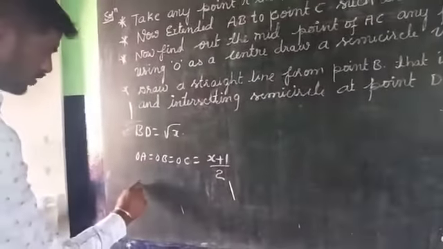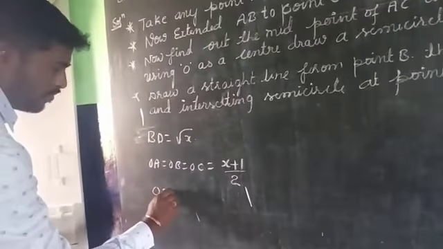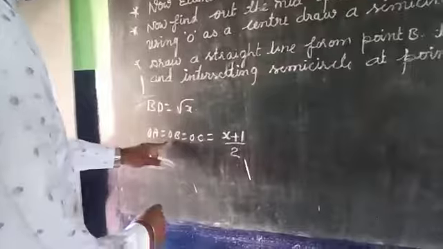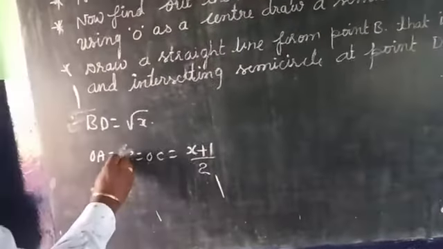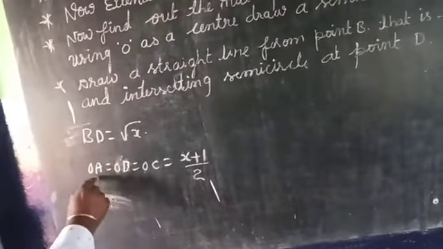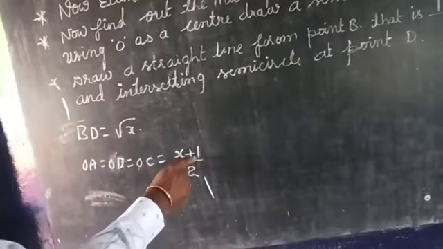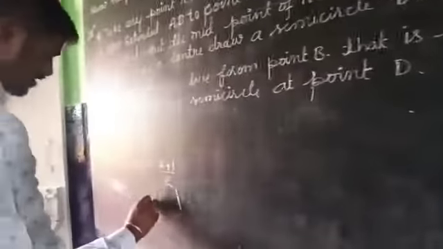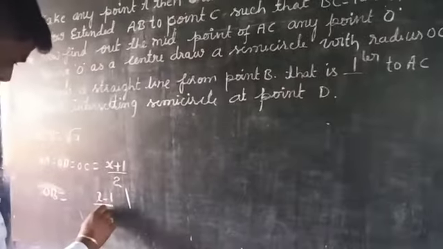Next is OB. Sorry, not OB, OC and OD. OA and OD and OC are equal to (x+1)/2. Here OB is equal to, already I found out OB is how much? (x-1)/2.